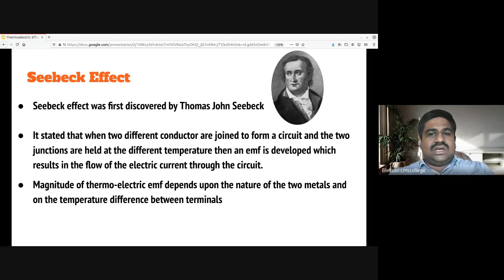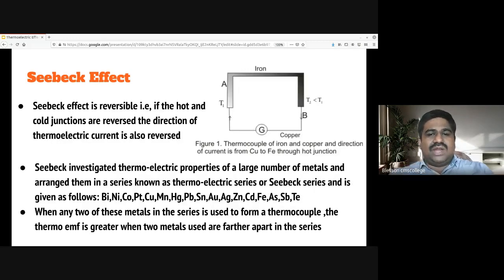Seebeck received a medical degree in 1802 from the University of Göttingen, but he preferred to work in physics. Seebeck did a lot of experiments by trying different metals, varying from bismuth to tellurium. So he made a list like this: bismuth, nickel, cobalt, platinum, copper, and so on. This list tells us that if metals from the extreme ends of the list are used, they will produce more thermo EMF.